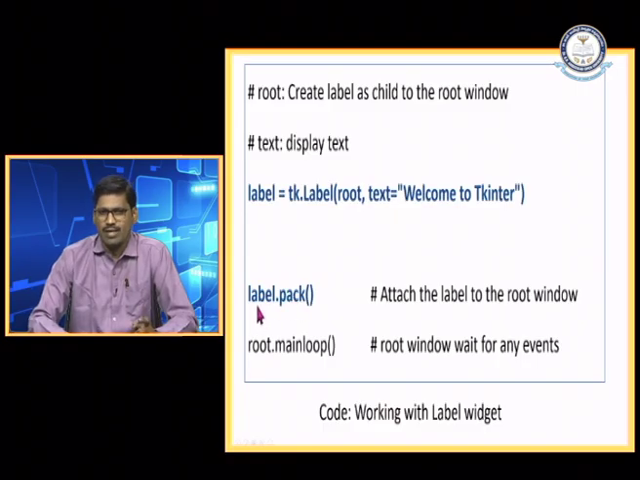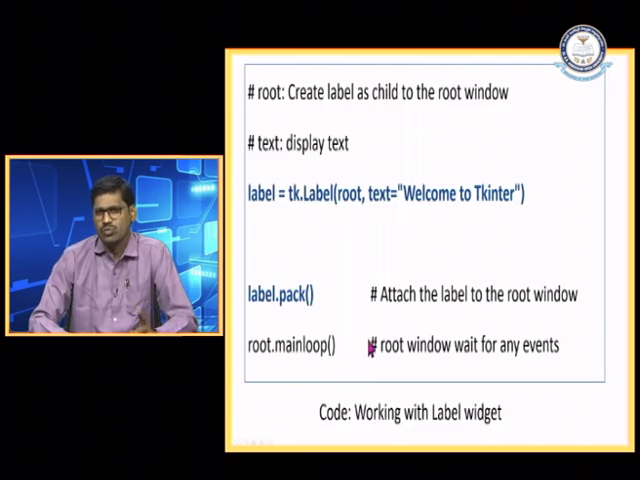Then next, label dot pack. So a label is created, and we created that label as a child of the root. And we set the text we want to display. But why are we writing pack? If you write the pack method, only then is the created label displayed on the screen. If you are not writing pack, internally the label is created but will not be displayed on the screen. So for that we need to write label dot pack, which attaches that label to the created window and it will be displayed on the screen. And mainloop as usual, already we covered.